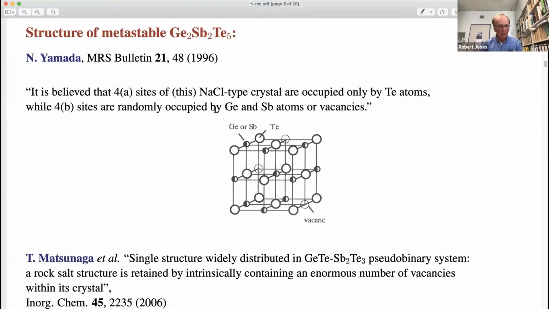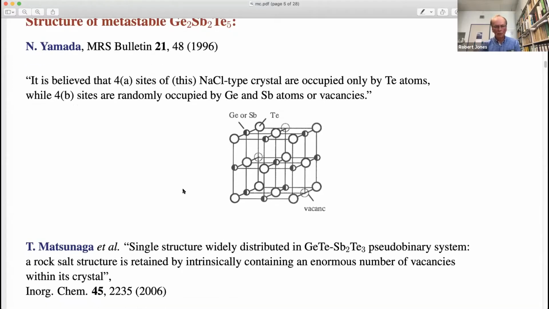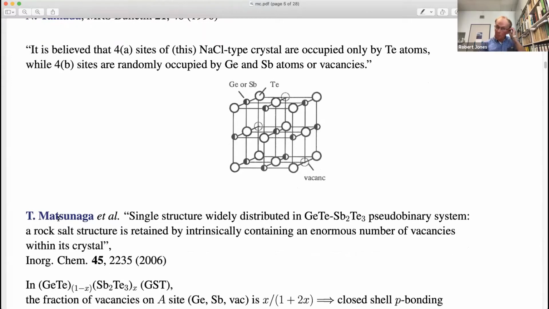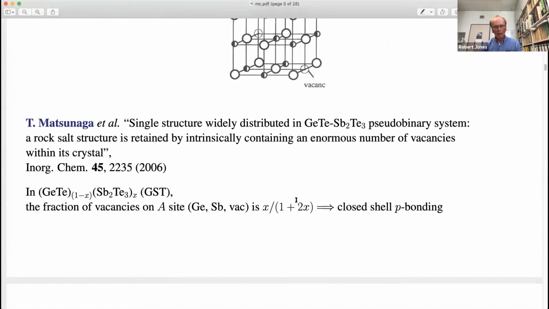This, I think, is basically a suggestion, but it was followed up, now 10 years later, by the same group. They looked at a great range of these materials, this family of GST materials, this pseudo-binary system, and they said that in all cases where they could do X-ray diffraction, they found a rock salt structure containing an enormous number of vacancies within its crystal. So they even came up with the number: if you have x defining the mixture between GeTe and Sb2Te3, we have a certain fraction of vacancies.